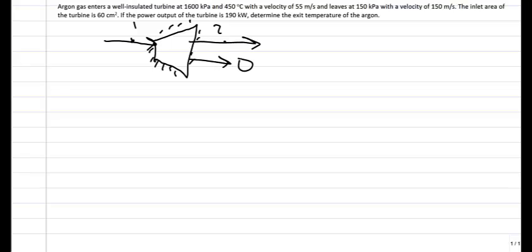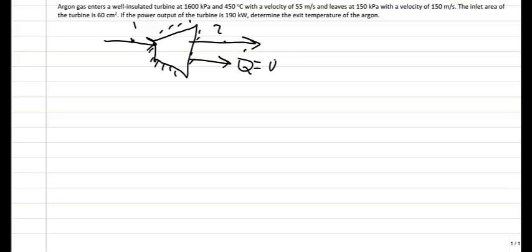Let's begin this problem with the appropriate illustration. Since we know we have a turbine, let's start with an illustration of a turbine. State point 1 is going to be the inlet, and state point 2 is going to be the exit. We're told that it's a well-insulated turbine, so there's no heat transfer, and we can just put Q dot equal to 0.